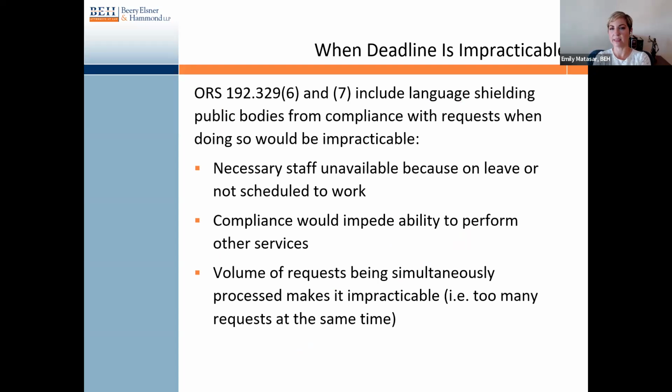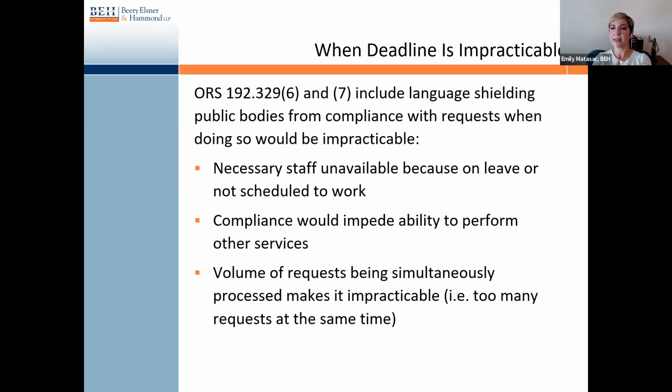Okay, so now we're going to talk about when the deadline is impracticable. The statute includes language for when that 15 business day deadline is impracticable, and it shields the public body from compliance. Those 3 situations named in the law are: 1, the necessary staff is unavailable because they're on leave or not scheduled to work. The legislative history for this reason for not complying with the deadline is basically for small school districts who don't carry a summer staff. So they are on leave or not scheduled to work, so they are unavailable.